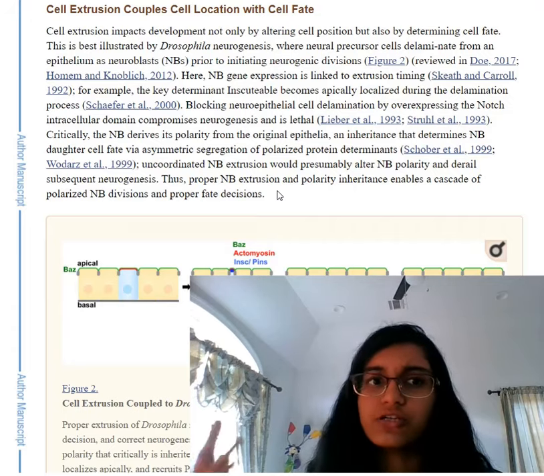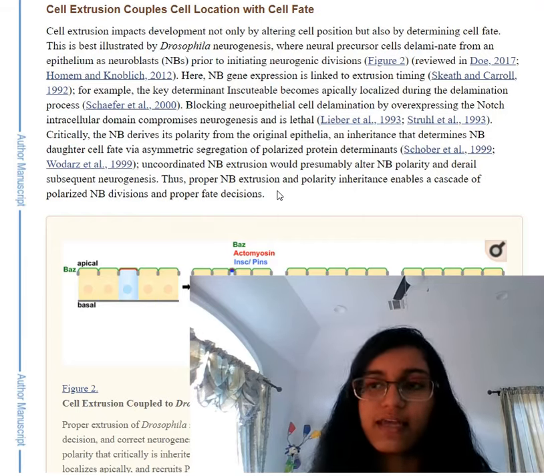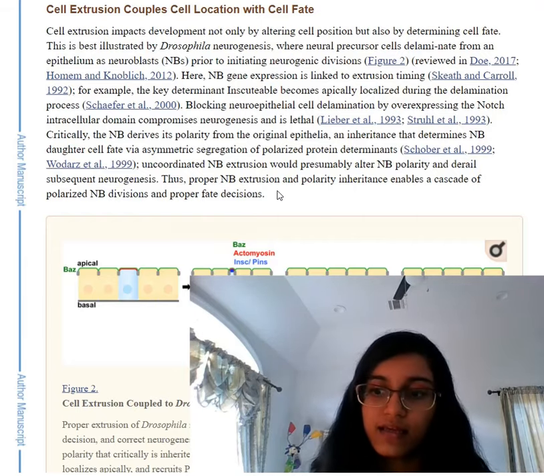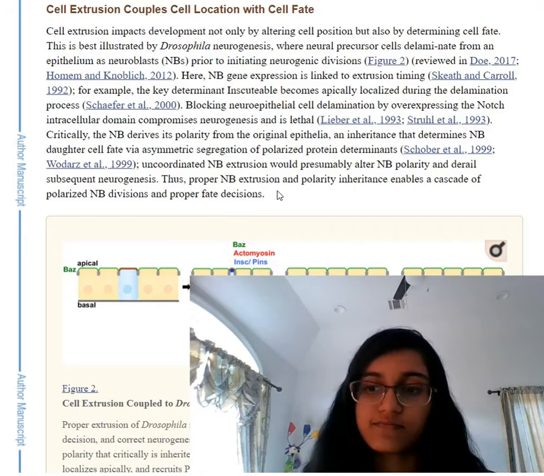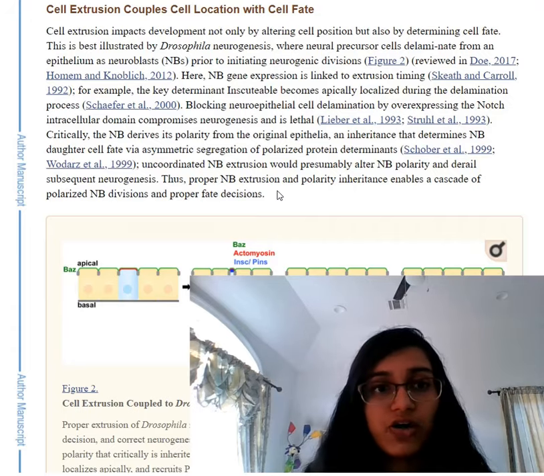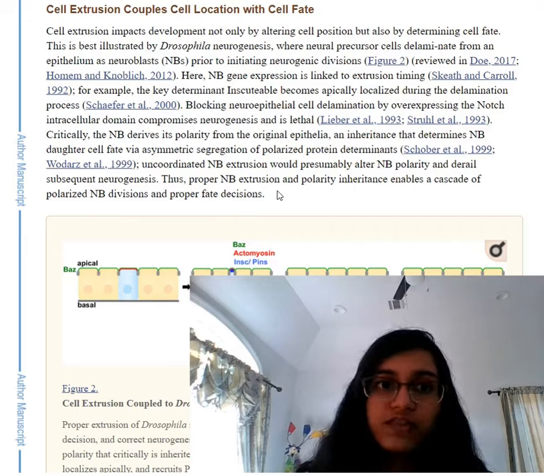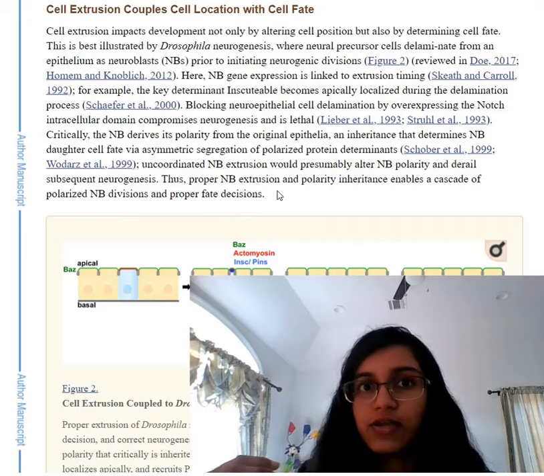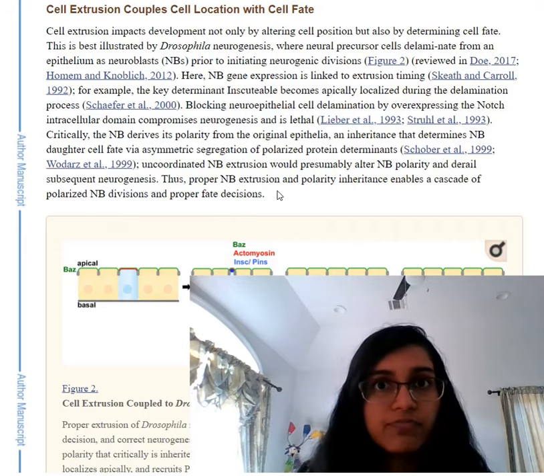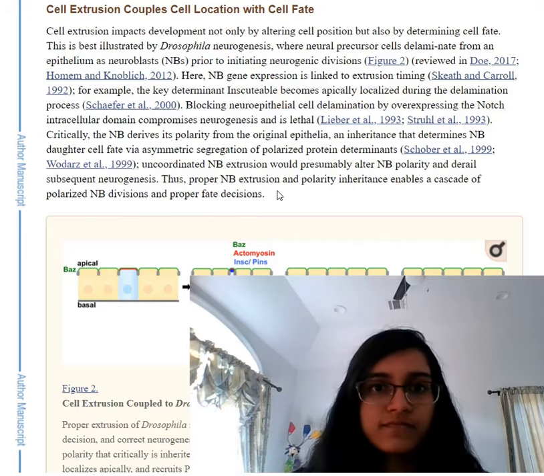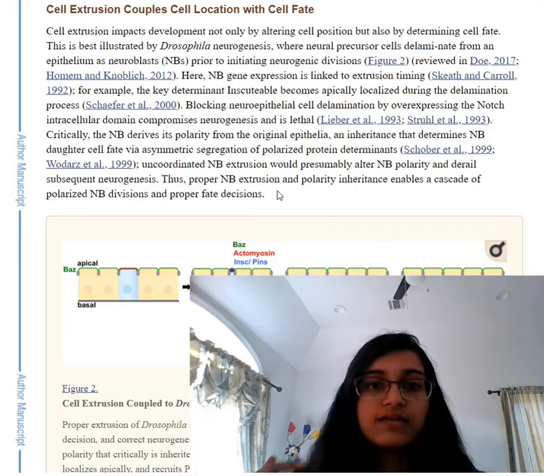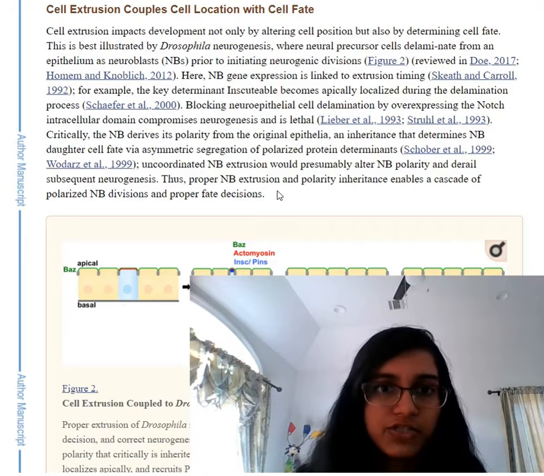So, what is the Notch intracellular domain? Essentially, Notch signaling is a way of regulating stem cell maintenance, and the intracellular domain activates the expression of certain target genes. So if you have an overexpression of the intracellular domain, then it's not properly signaling which genes should be activated and which should not. So again, that would block neuroepithelial cell delamination.